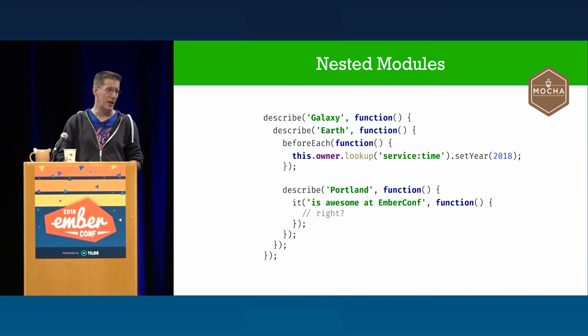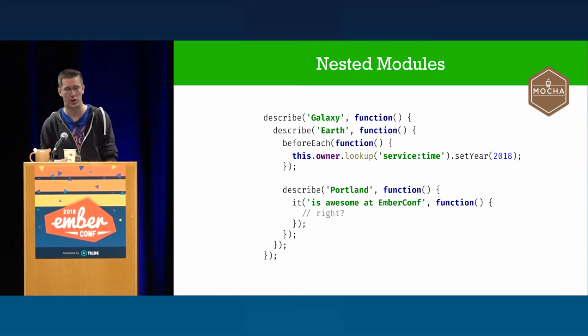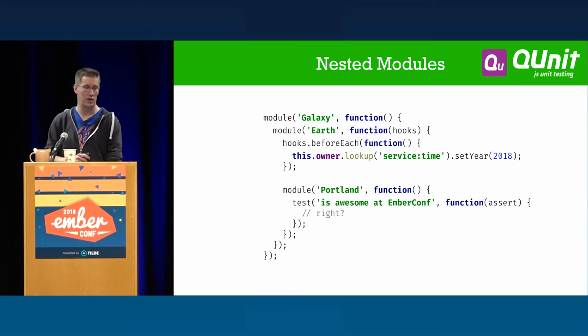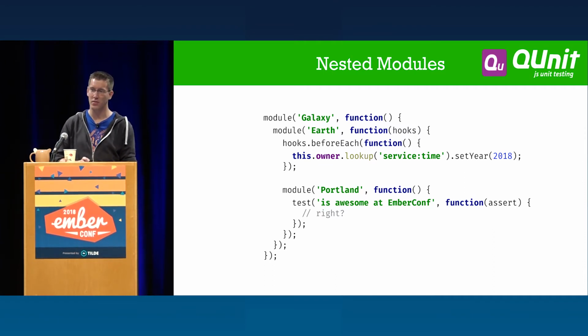So one thing that always annoyed me about QUnit was you could not do that, at least not for Ember. Luckily, last year or so, a new QUnit version came out, and it actually allows us to do those things. So if you compare the current Mocha code with the QUnit code, it looks like this. It's basically the same. There are a few naming changes, and the hooks object is more explicit than in Mocha, but it's pretty much the same other than that.